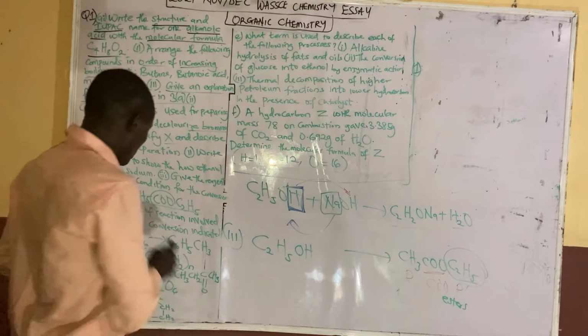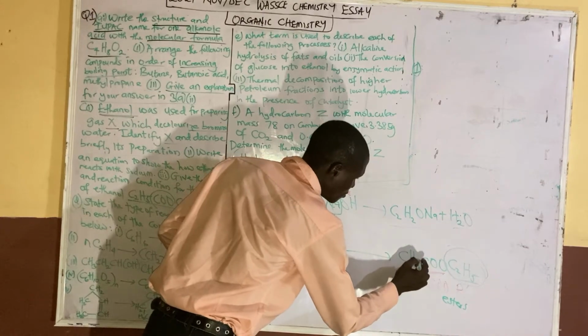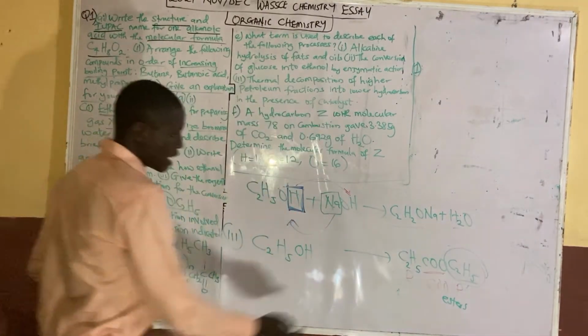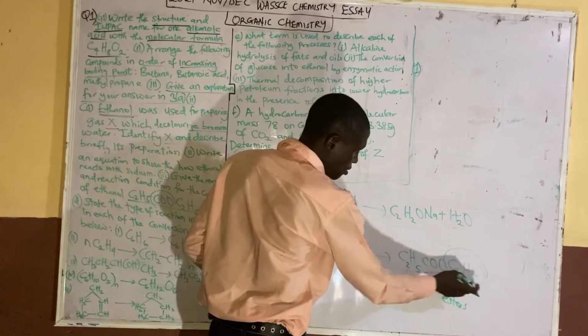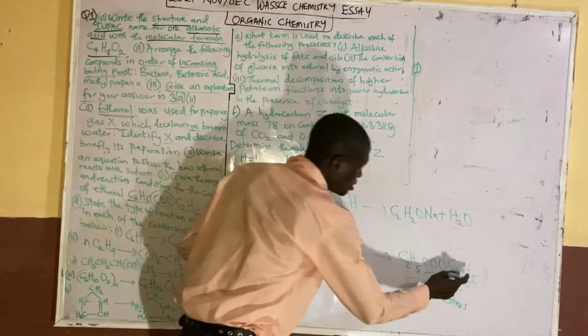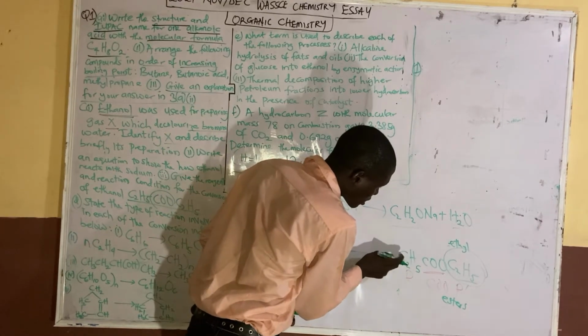Okay, let's see. This one is C2. Sorry for that. This is C2H5. So this is Et. Now, you call this one Et from the back. We name ester from the back. Et. This is Et. Now this is carbon 1, carbon 2.